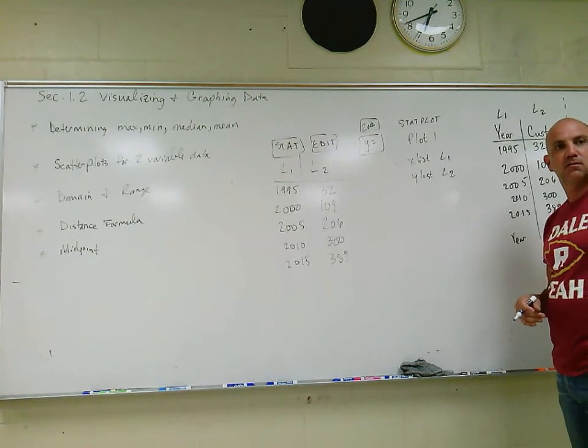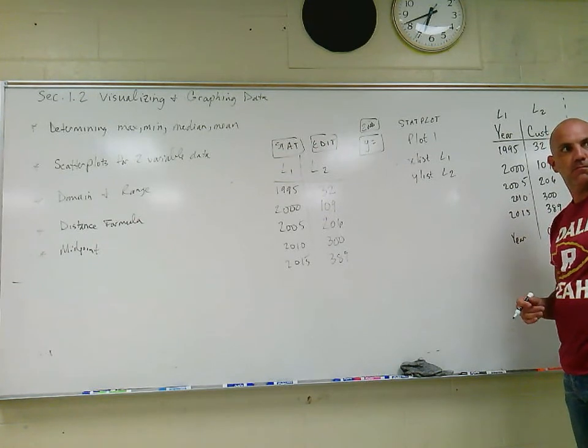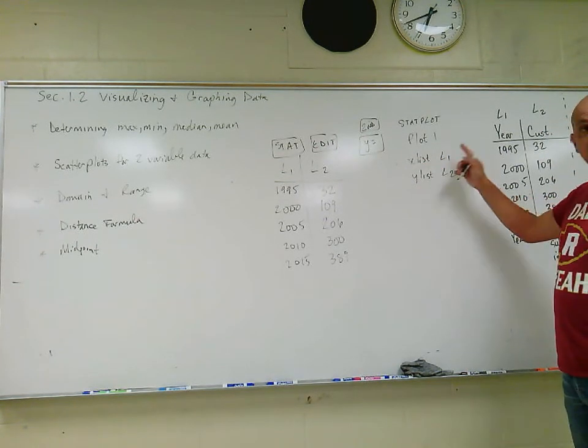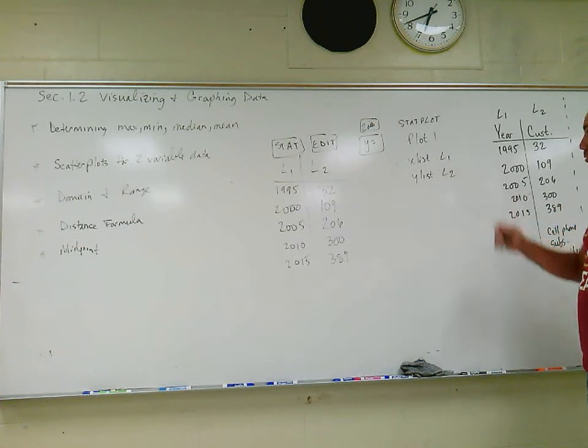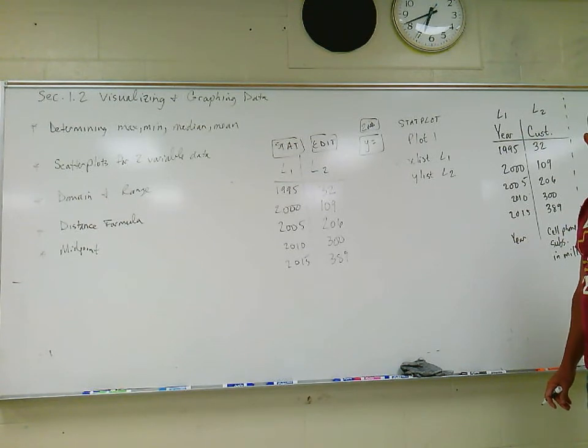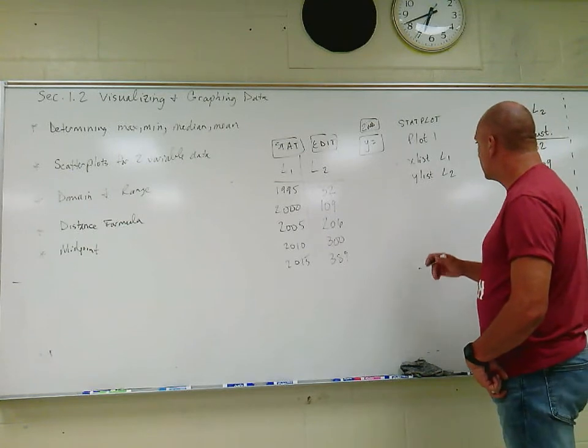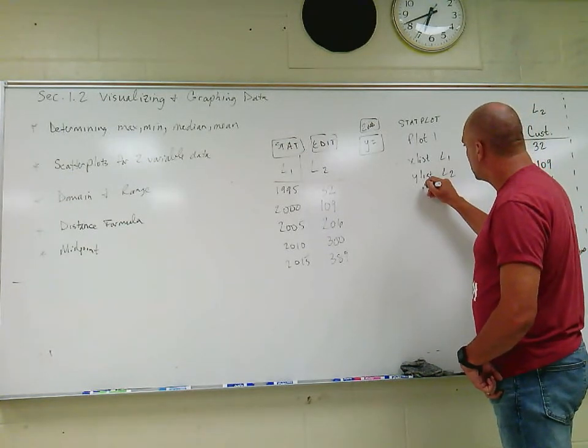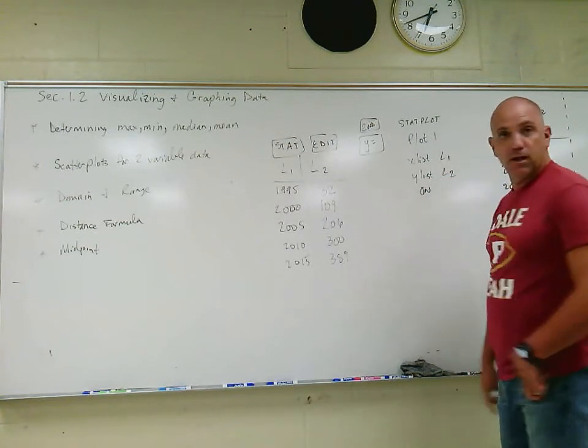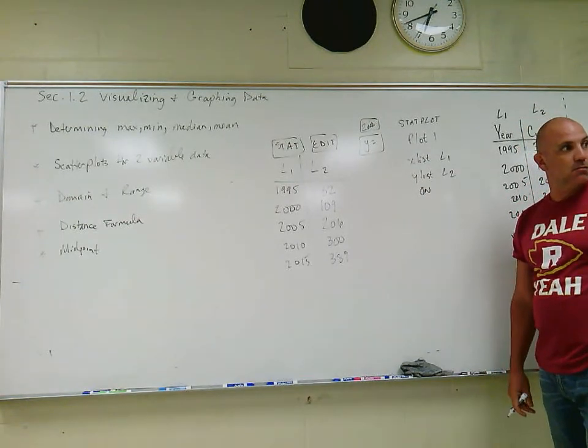Okay? It says on, off, then it says type, X list, Y list, and mark. X list L1, so we just go down. Y list L2. You should have that in your stat plot. Yes or no? Okay, and that's it. And then you want to make sure your plot is on. Anything else I'm missing on there?